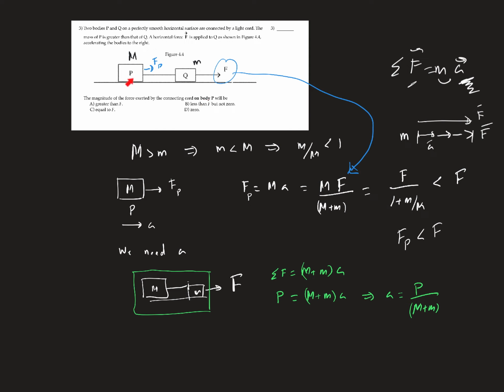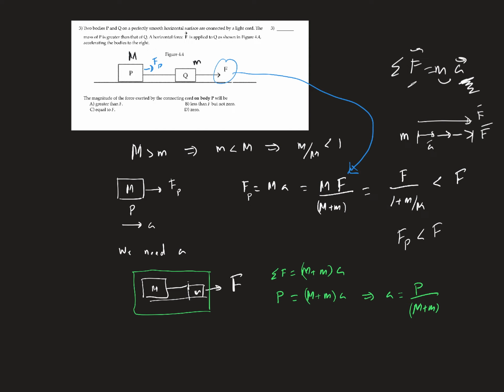So in this problem it says, the magnitude of the force exerted by the connecting cord on the body P, on this one. What is the force acting on this body, the big massive one? Is it the same as this one? No, we have to calculate the force. So let's go to calculate the force acting on P, Fp. So we know that the capital M is bigger than little m, or m is smaller than capital M, or m divided by M is less than 1.